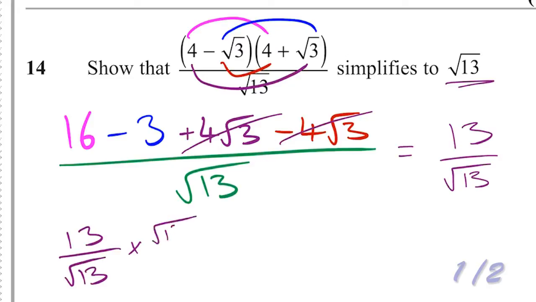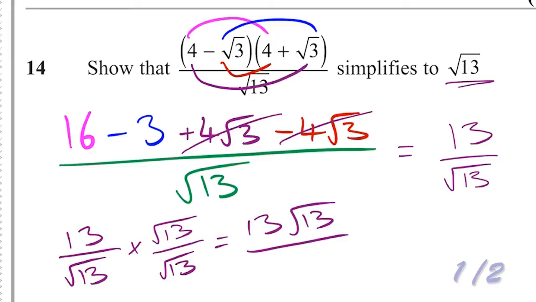And the trick here is to multiply that by root 13 over root 13. Multiply fractions together, we multiply the numerators. 13 times root 13 will give you 13 lots of root 13. And root 13 times root 13, that's just going to give us 13. The 13s are going to cancel, giving us just root 13.